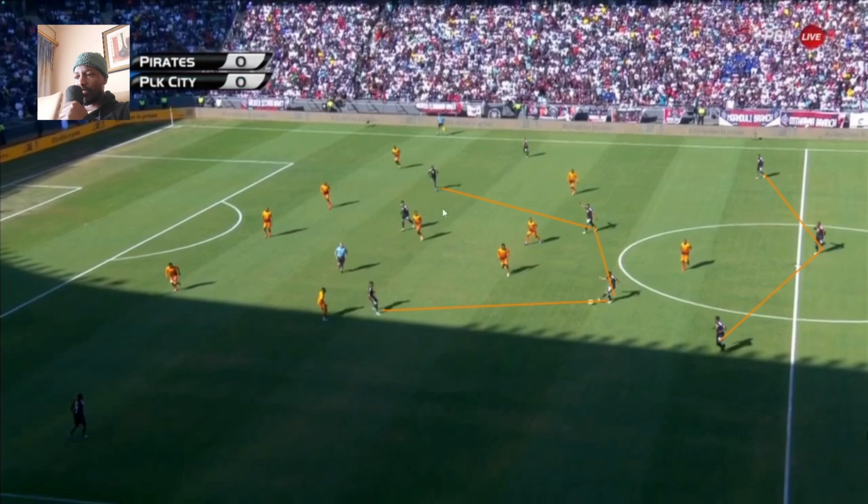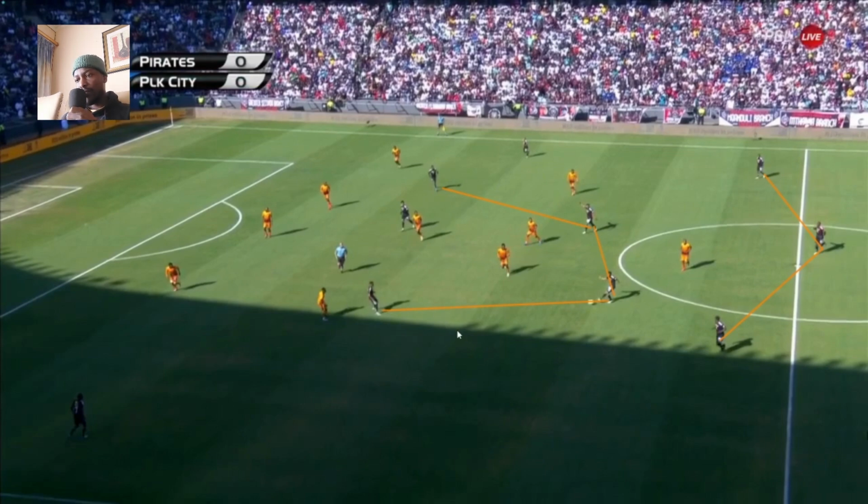This makes Pirates have an overload in the midfield to make central progression easier, because now look at the players they have. They have 5 players in this zone against 1, 2, 3. So in order for Polokwane City to stop this, they have to tuck in the wide players, which you can see here. The right-sided winger is following Mofokeng, and this left-hand side winger is also tucking in to at least make up the numbers in midfield.